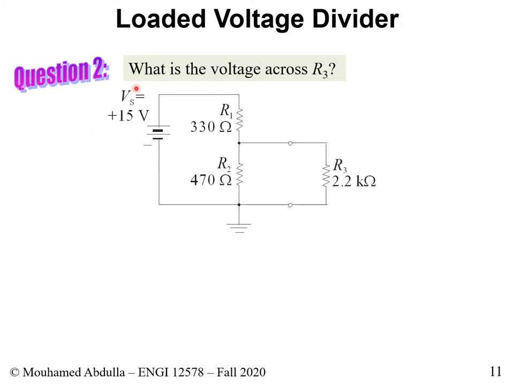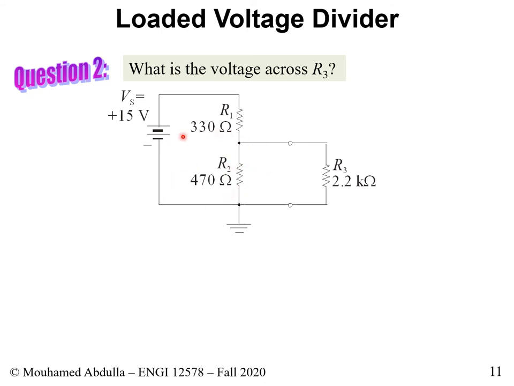Question two, we ask you, what is the voltage across R3, resistor 3? What is the voltage here at the output? So it's a loaded voltage divider. This is the output, and you're connecting a component to it. The component will not consume voltage. The voltage is the same. It will take the same voltage as R2.